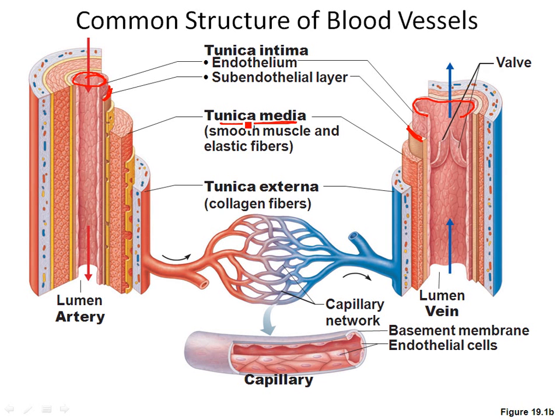This is real important in the arterial system, not so much so in the venous system. So in the venous system, you're going to have a thinner, smaller tunica media. In the arterial system, it's going to be much larger.